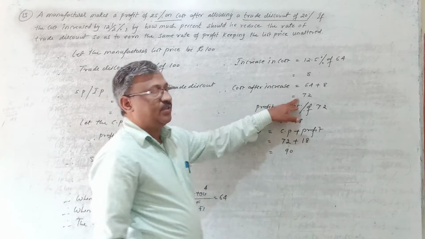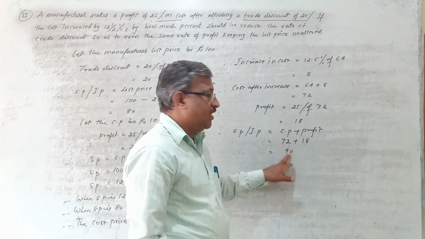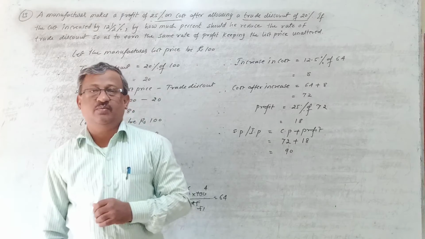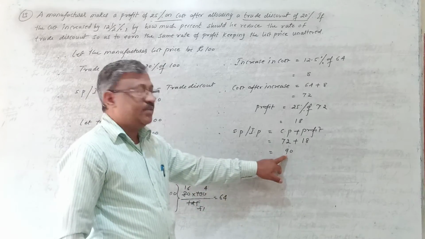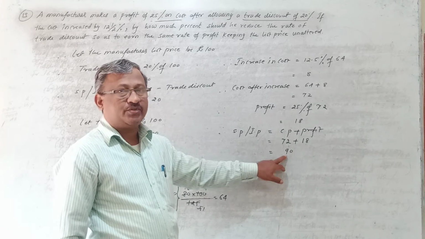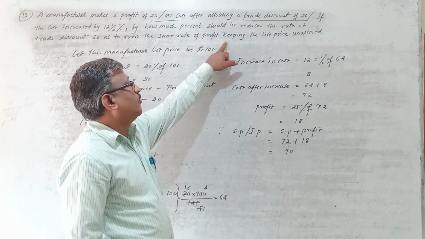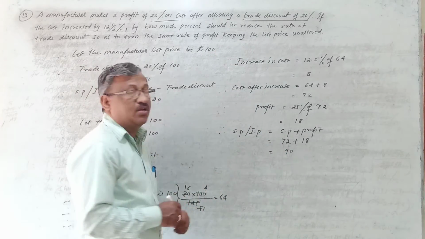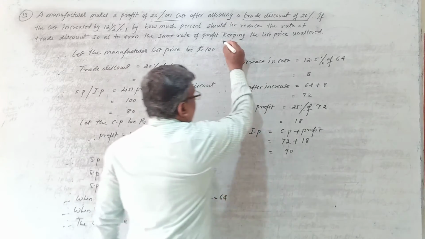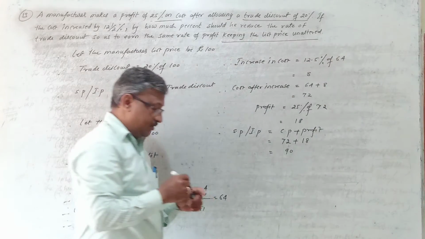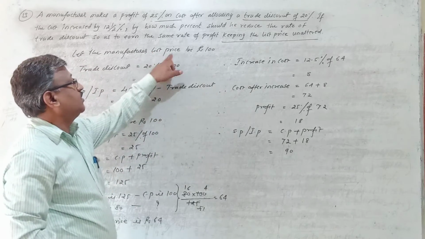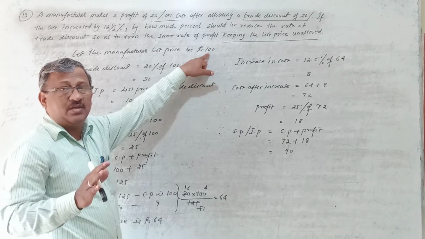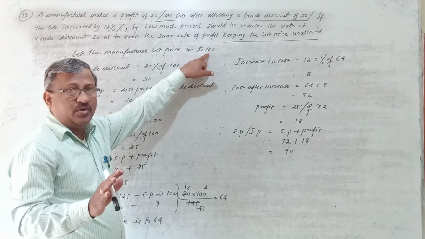And due to the increase in cost, his selling price has increased by rupees how much? 90 rupees. So at present he is selling his goods for 90 rupees. Now, as they have mentioned in the problem, he is not going to change the list price. What they said? Keeping the list price unaltered. Means keeping the list price the same. He wants to keep the list price the same. How much? 100 rupees only.